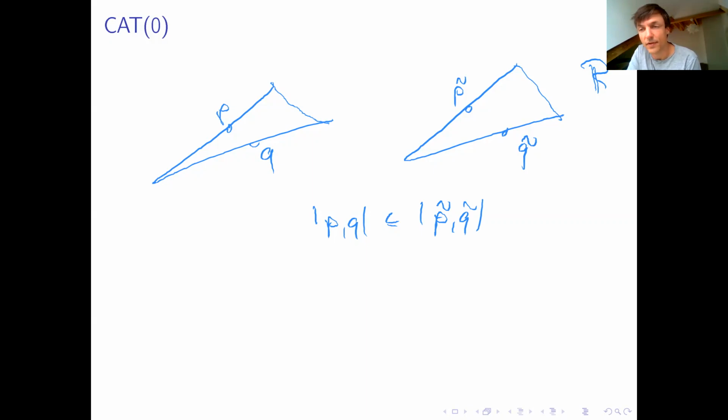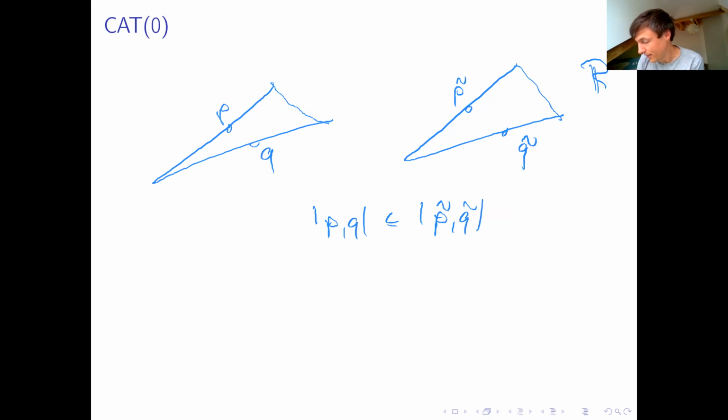So this expresses a sectional curvature bound, but it's a global condition. It holds for all triangles, not only the small ones. And as a direct consequence, geodesics are unique, CAT(0) spaces are contractible, and so on.